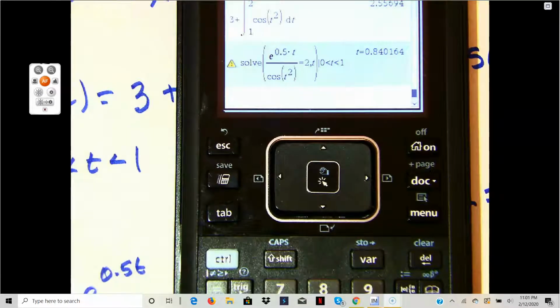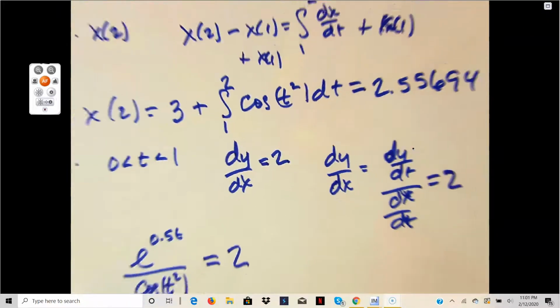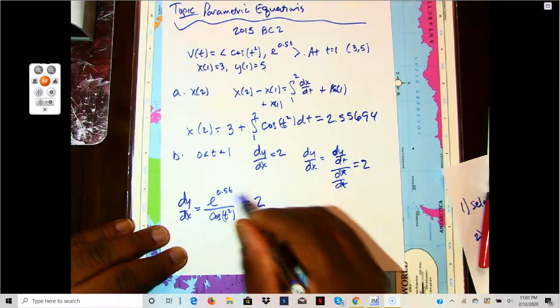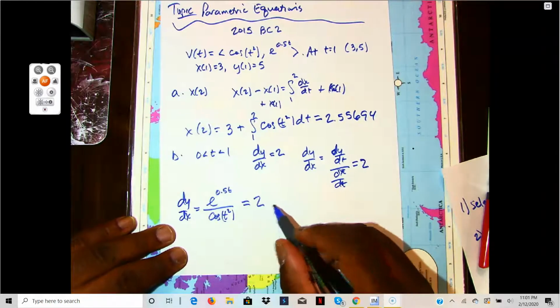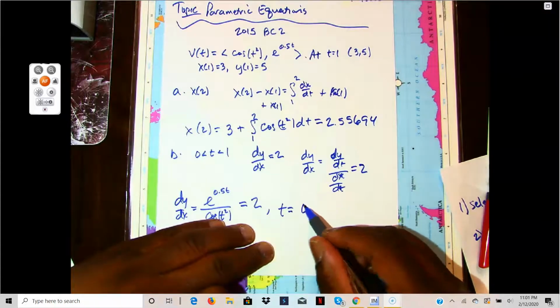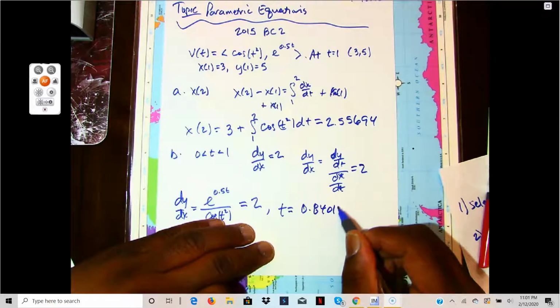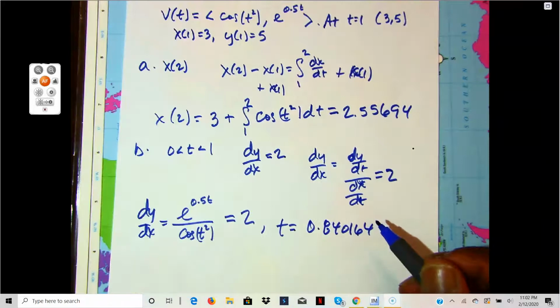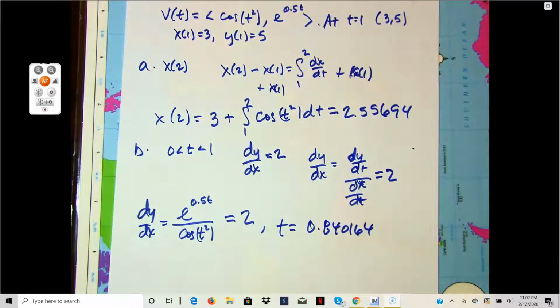And we end up with our answer as t is equal to 0.840164. Okay? So dy/dx is equal to 2 when t is equal to 0.840164. All right? So that's part B. And we'll take a look at the point distribution in just a sec.